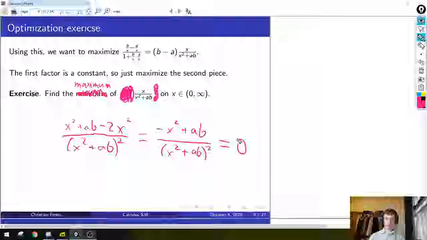Good. So this is a critical point. Looks like we can multiply both sides by this thing in the bottom because the bottom's never going to be 0, since it's the square of a positive number. So if we multiply both sides by this thing, I think we get minus x squared plus ab equals 0. Lovely. And for the final stroke, which root should I pick?